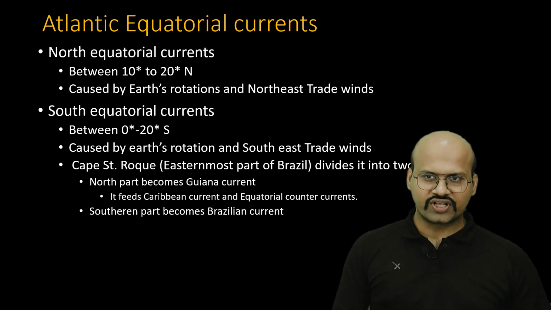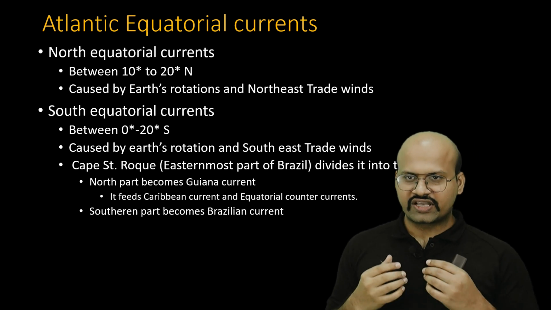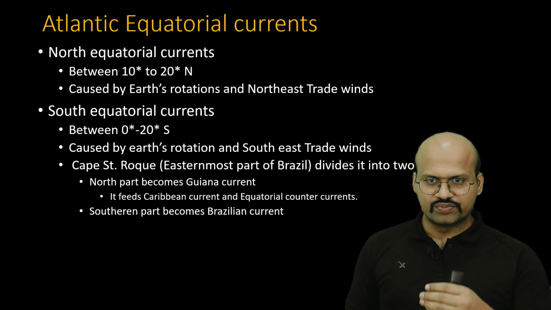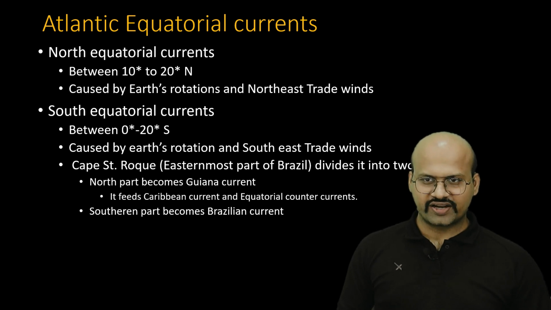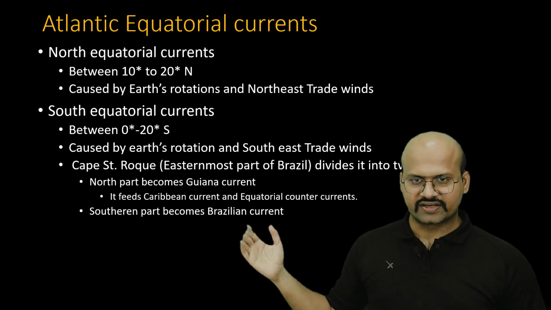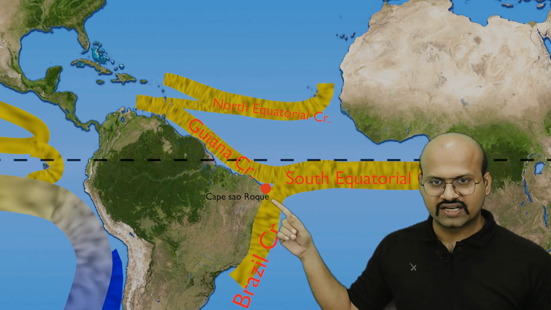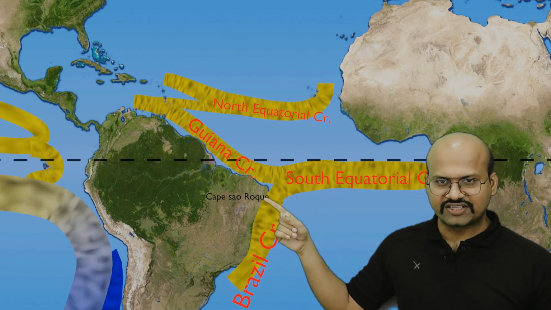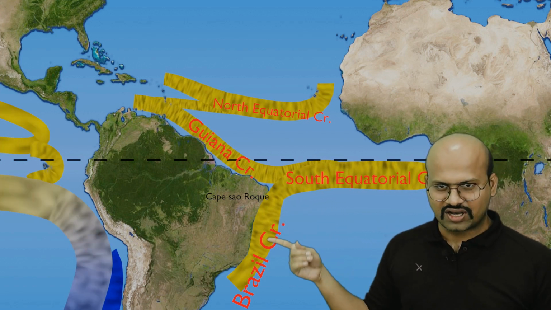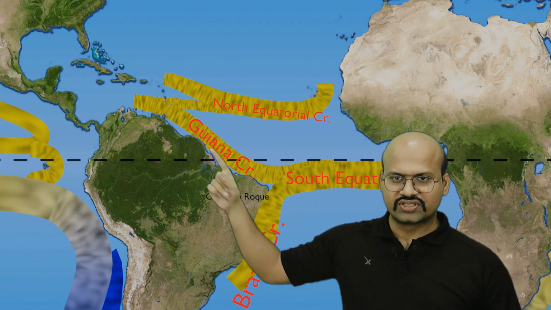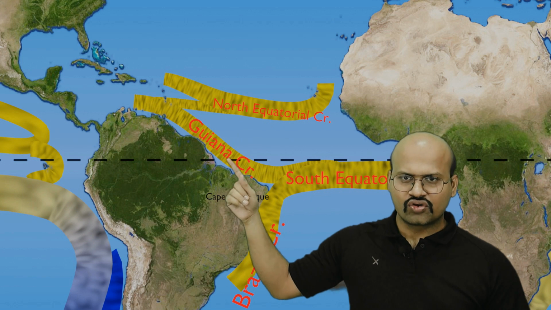The south equatorial current at the Cape of San Roque divides into two parts. The part which moves in the northern direction is called the Guiana current, and the part which moves in the southern direction is called the Brazilian current. So here we can see that this is Cape of San Roque, and here the south equatorial current divides into two parts. One part goes in the southern direction and it is called the Brazilian current, while the other part goes in the northern direction and it is called the Guiana current.